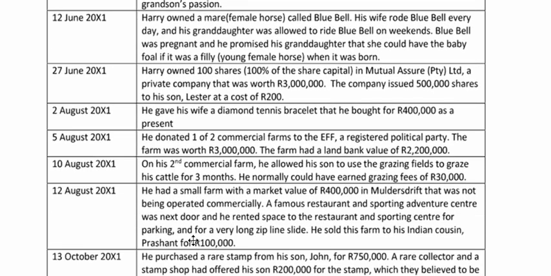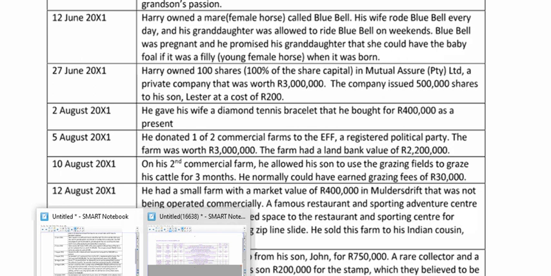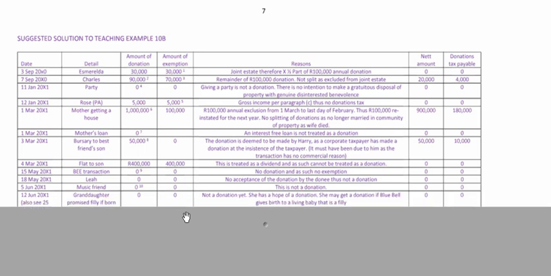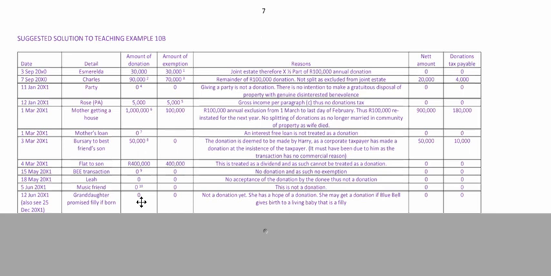There's 12 June now. It says Harry owned a mare, female horse called Bluebell. His wife rode Bluebell every day, and his granddaughter was allowed to ride Bluebell on the weekends. Bluebell was pregnant, and he promised his granddaughter that she could have the baby foal if it was a filly, young female horse, when it was born. So, we don't know whether it's going to be a female horse. We don't even know whether the filly is going to survive. So at this point, it's the donation of a hope. It's not worth anything. So there's no donation at this point in time. When the filly is born, there might be something different then.